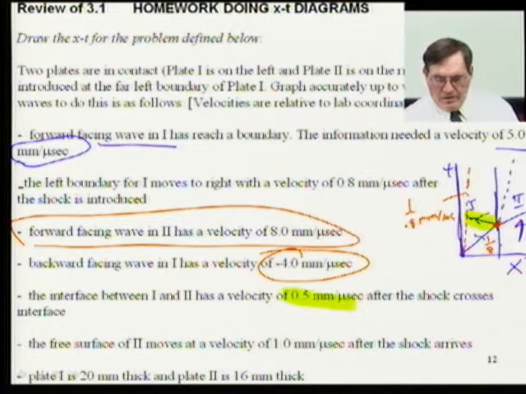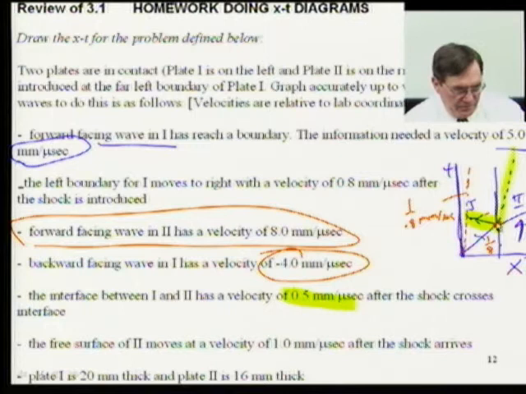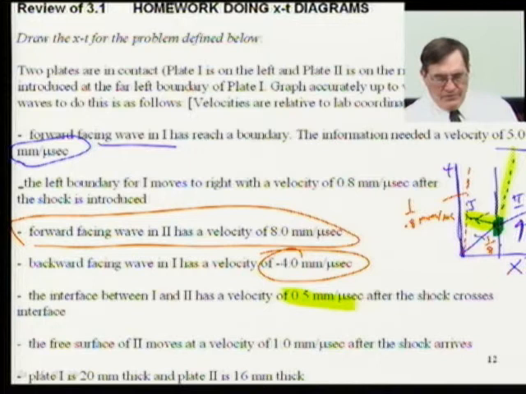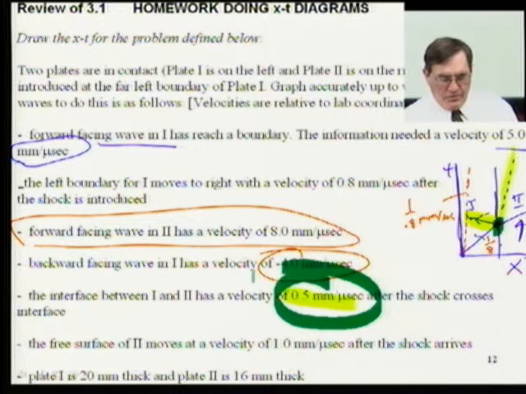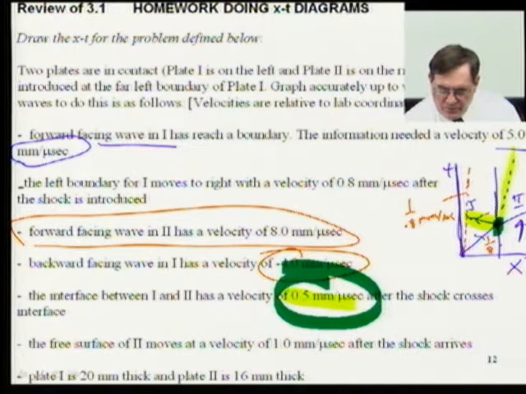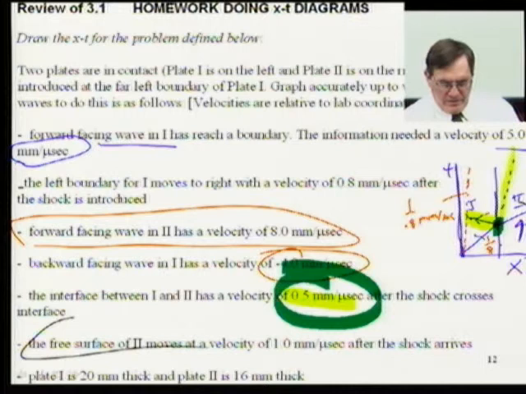But it starts down here, though, at that point. So you have to plot it from that point with the slope of a straight line of 0.5 millimeters a microsecond. And once we reach the free surface, actually that moves off at a velocity to the right. This being the free surface initially, as soon as that wave arrives, the free surface moves. And that velocity is 1 millimeter a microsecond.